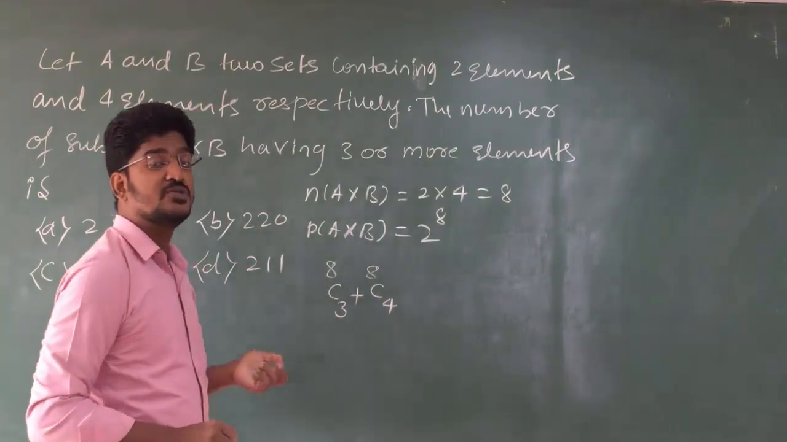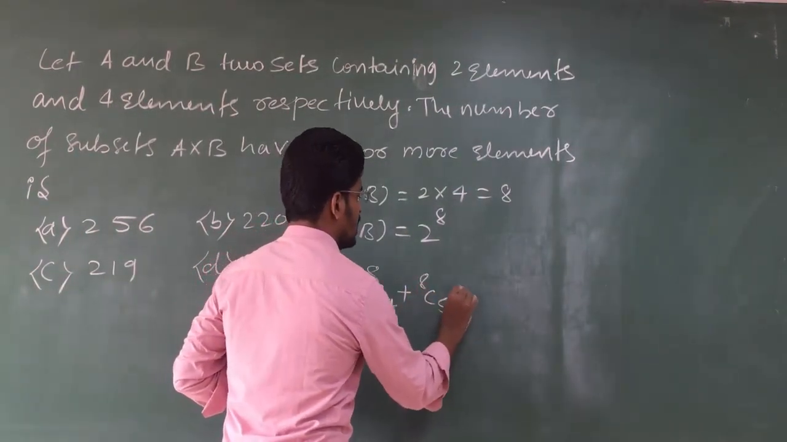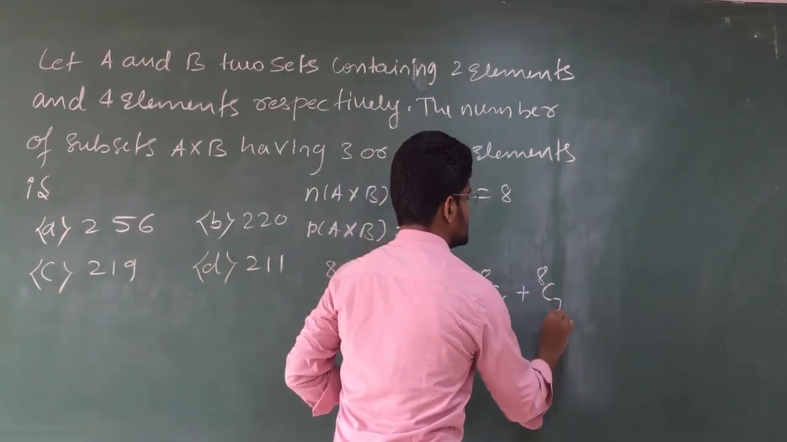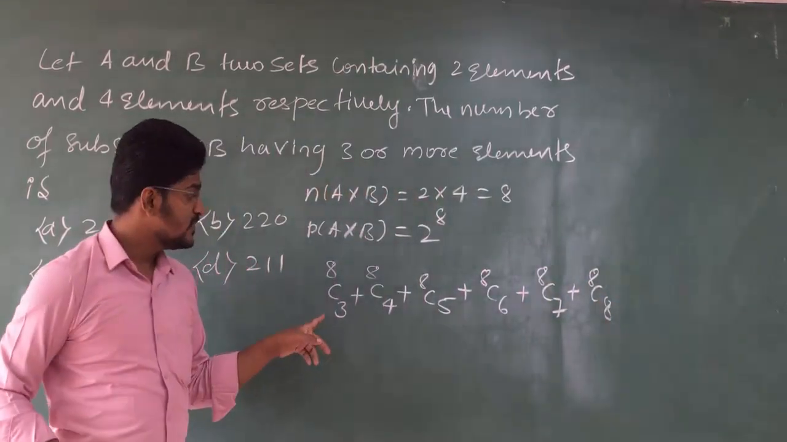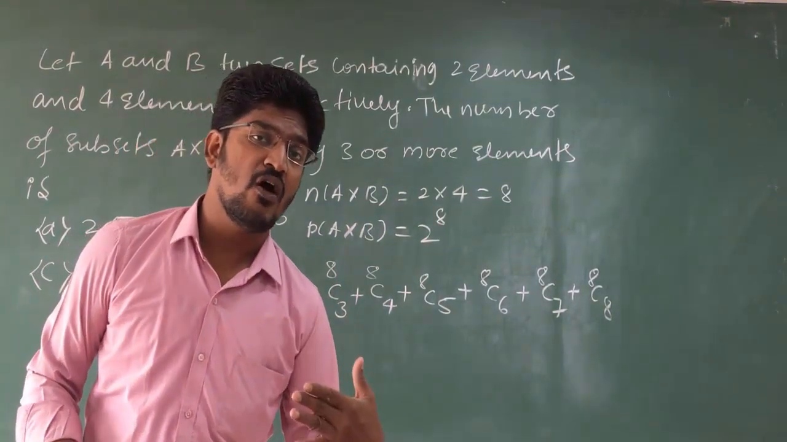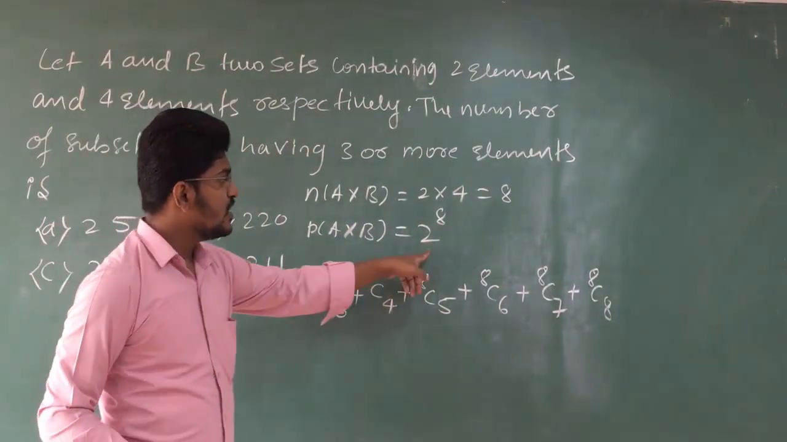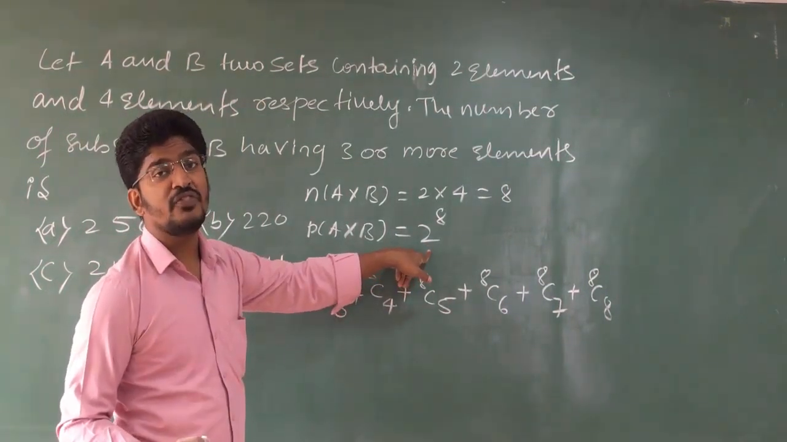8C4, the number of subsets with 4 elements. So on to 8C5, 8C6, 8C7 plus 8C8. So this will be the total number of subsets containing 3 or more elements. And 2 to the power of 8 is the total number of subsets.